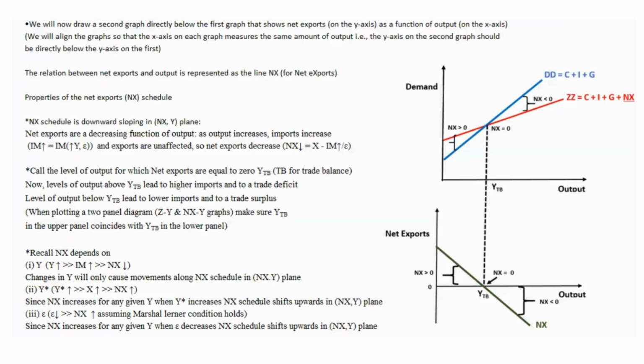So net exports depend upon Y, which causes movements along the net export schedule in the NX-Y plane. Net exports depend upon Y star and the exchange rate, which cause shifts in our net export schedule in the NX-Y plane.